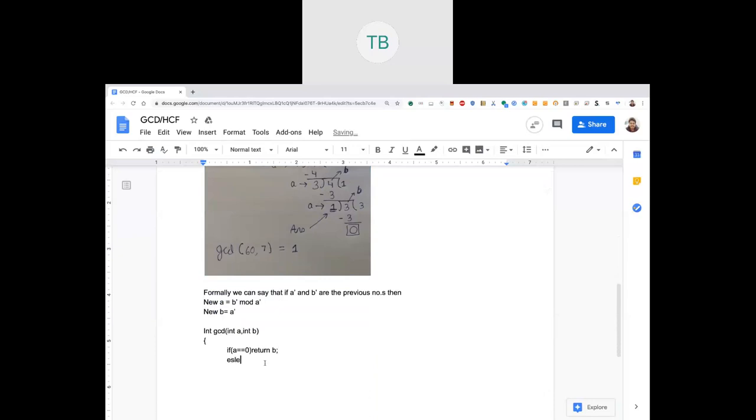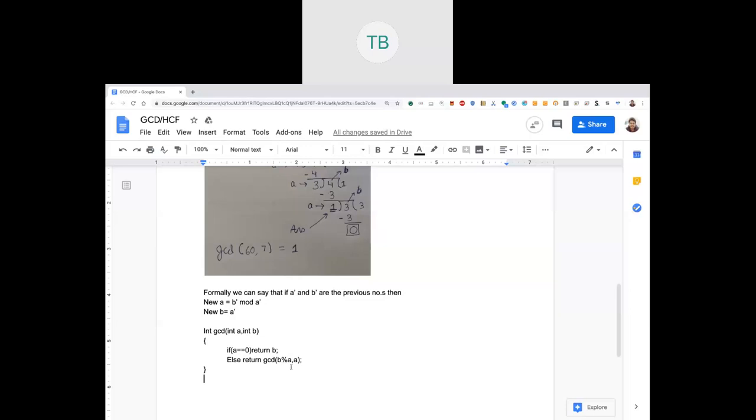Now else, return GCD of b mod a comma a. Now a becomes b dash mod a dash, and b becomes a. Here the percentage sign in C++ means modulo, which gives the remainder when b is divided by a.